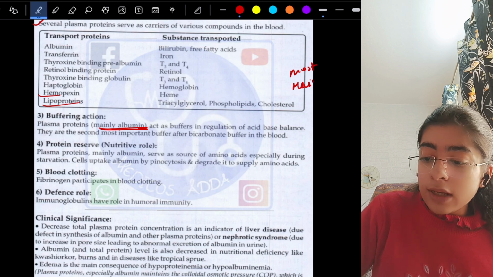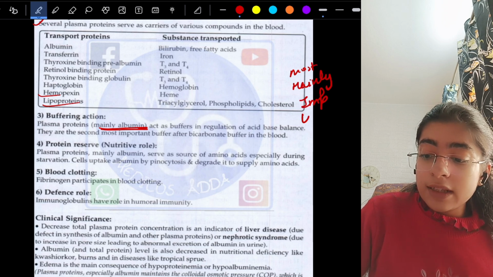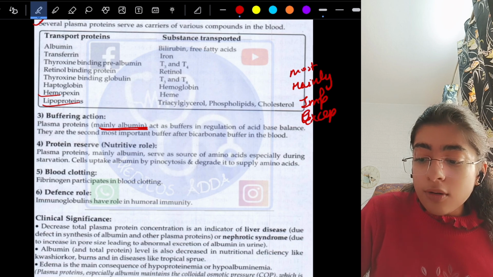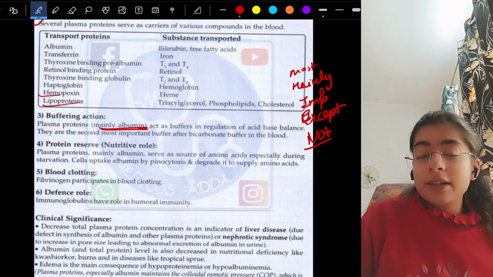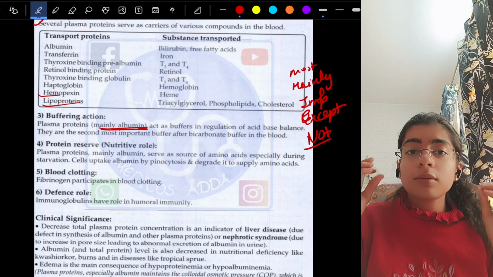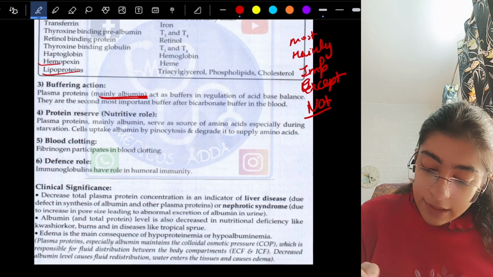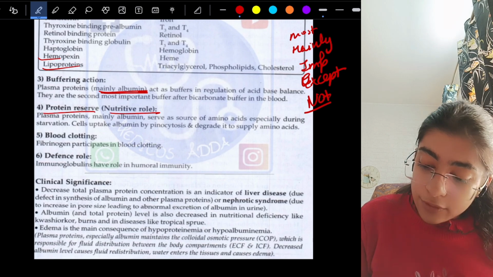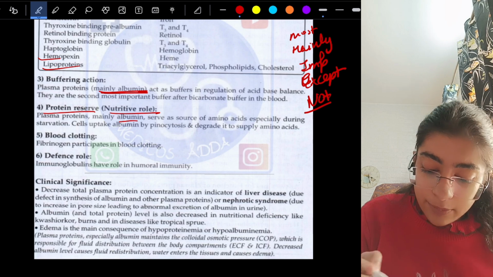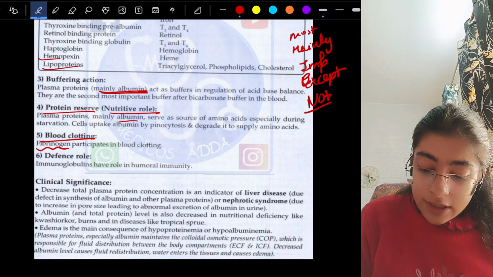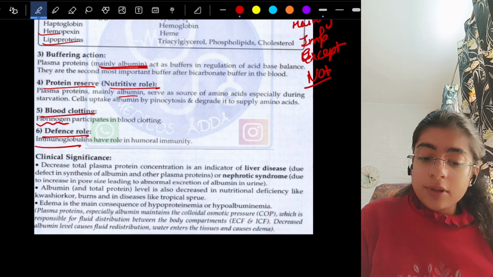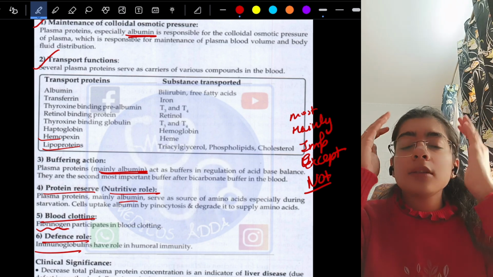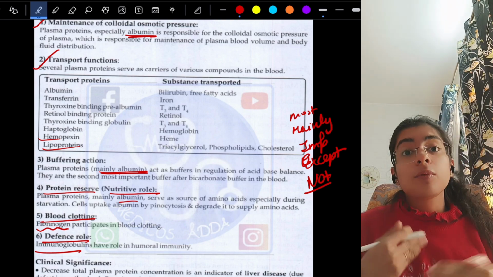Words like 'mainly', or 'the important protein for it', or 'the exception', wherever these words come, you need to put your extra attention. Next is protein reserve, nutritive role, which is basically the albumin. Blood clotting is fibrinogen. Defense role, immunoglobulin. Just keep in mind the proteins and write down what they do.